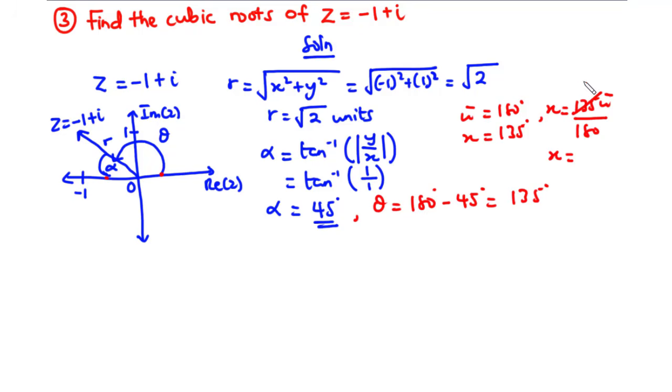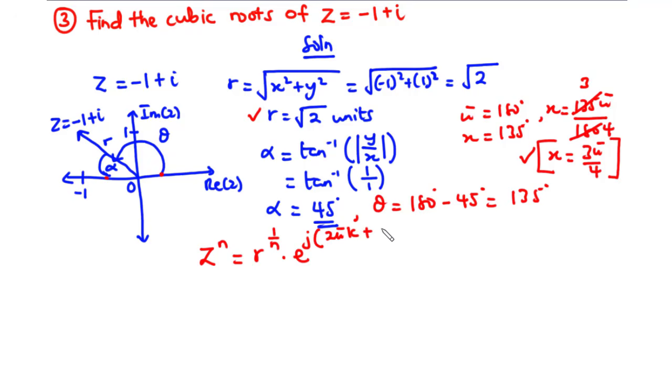So 45 goes here 3 times, 45 goes here 4 times. So we have x equals 3 pi on 4. So this is the value of the angle in radians. Now, since we have the value of r and the value of the angle, we can find the 3 roots of this complex number, using the equation z^n equals r^(1/n) times e^(j(2 pi k plus theta)/n).